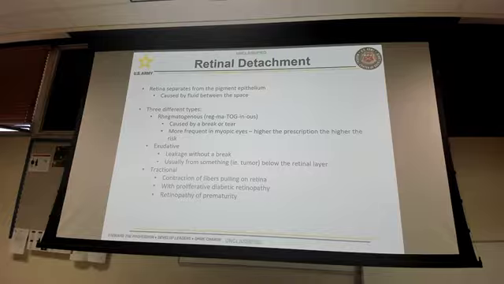All right, the next form is your exudative retinal detachment, and this happens without a break. This is usually from something deeper in the retina, so maybe like a tumor. And then tractional retinal detachment, and this is when fibrovascular tissue or some scarring pulls on the retina and then pulls it away from the RPE. We saw a picture of it a few slides back with proliferative diabetic retinopathy. And then you can also see this with patients who have retinopathy of prematurity, so ROP.